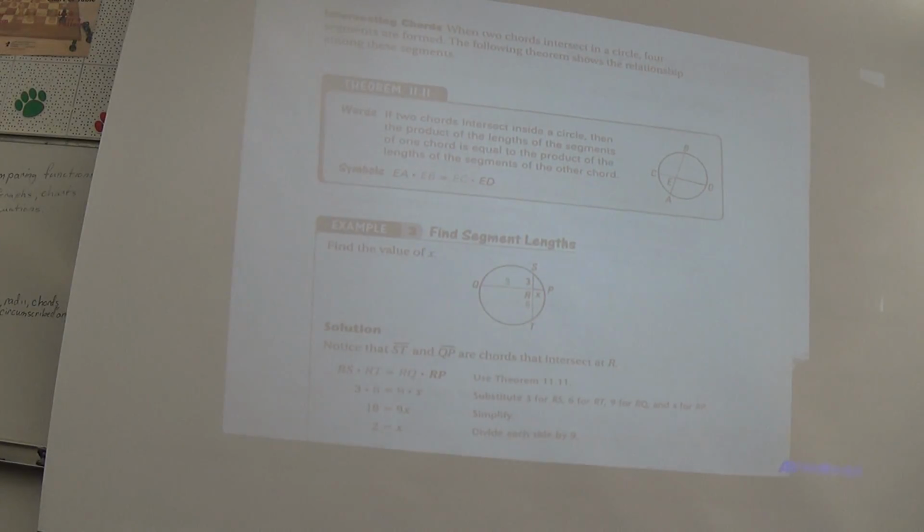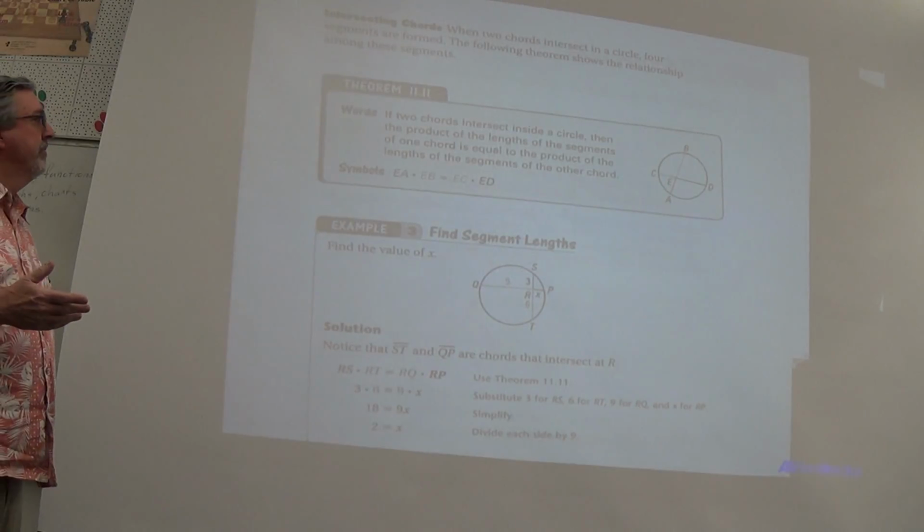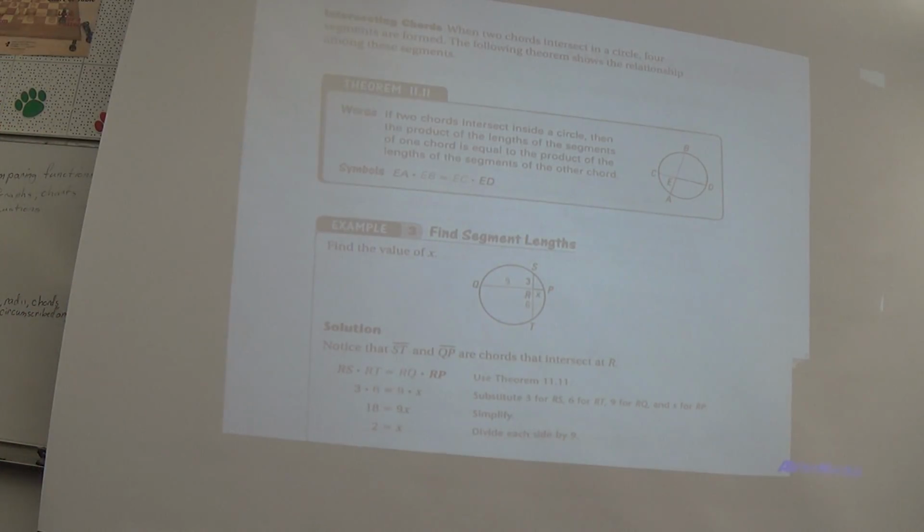Now, this is all about when two chords intersect in a circle. So now we're going to be talking about something different. Because if two chords intersect inside a circle, then the product of the lengths of the segments of one chord is equal to the product of the lengths of the segments of the other chord.